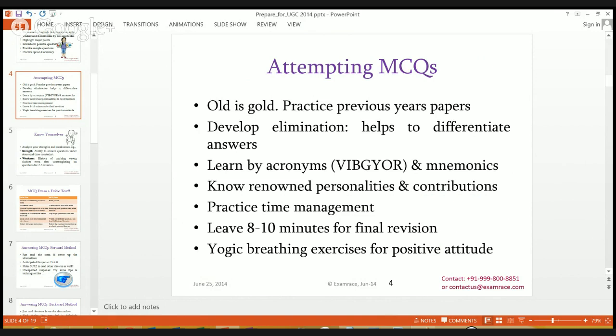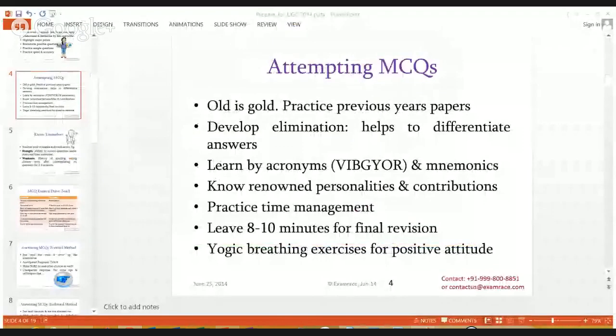Learning by mnemonics and acronyms. For example, I have mentioned an acronym known as VIBGYOR here. It is an acronym for the colors of the rainbow: violet, indigo, blue, green, yellow, orange, and red. So it's a simple way to understand the series of colors that you can see in a rainbow. Similarly, by means of acronyms and mnemonics, you can understand and memorize a lot of concepts.